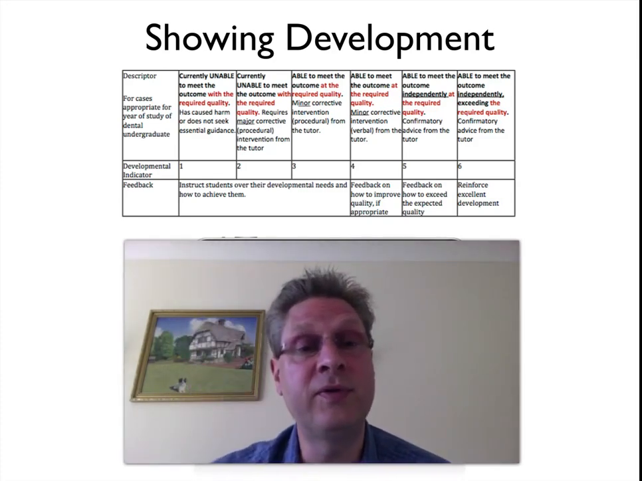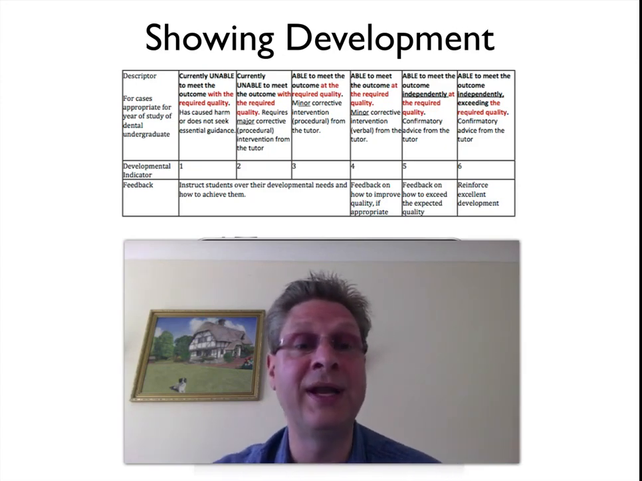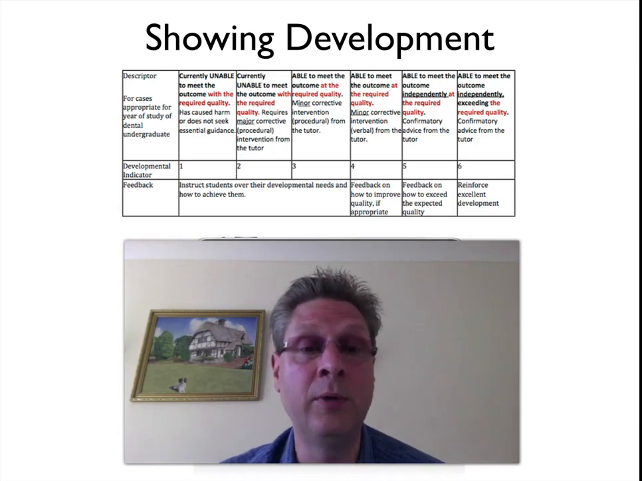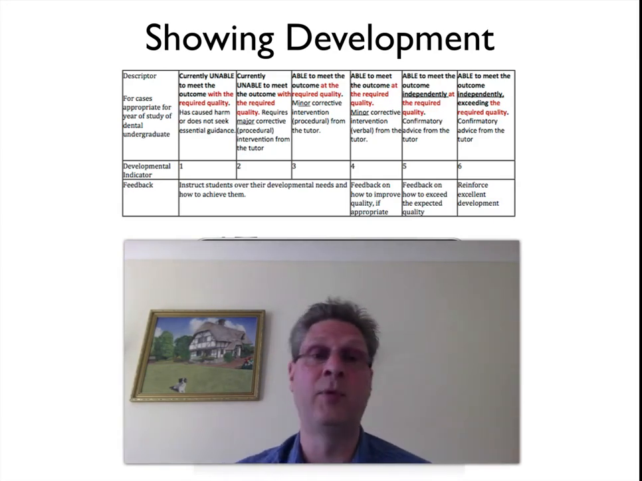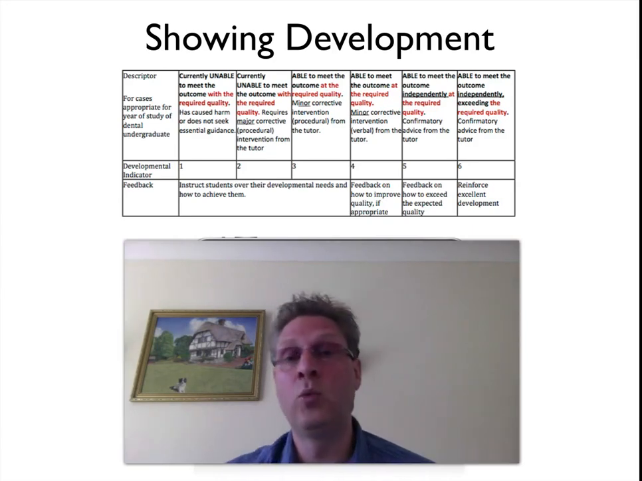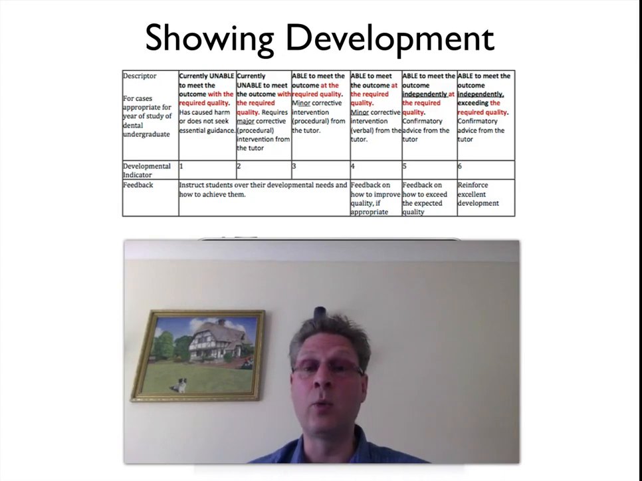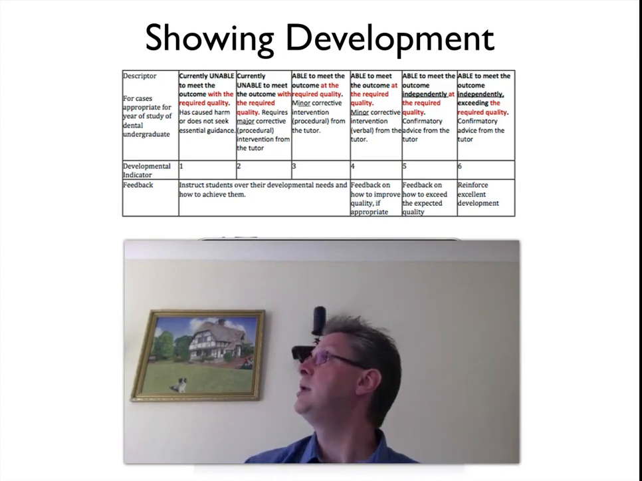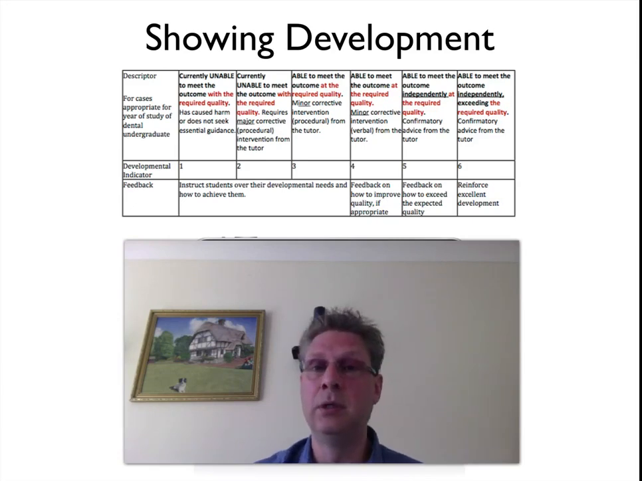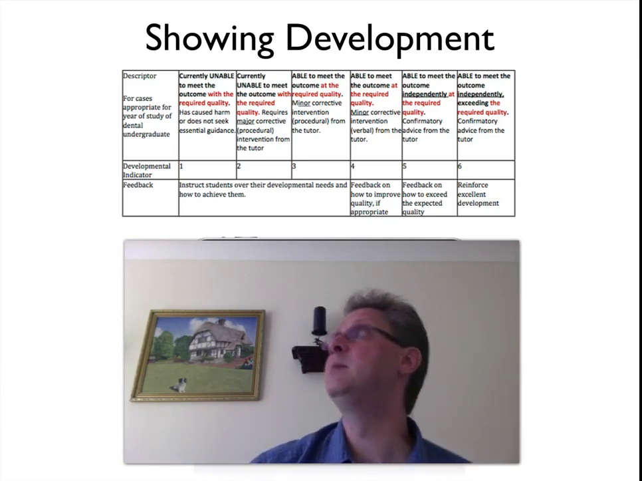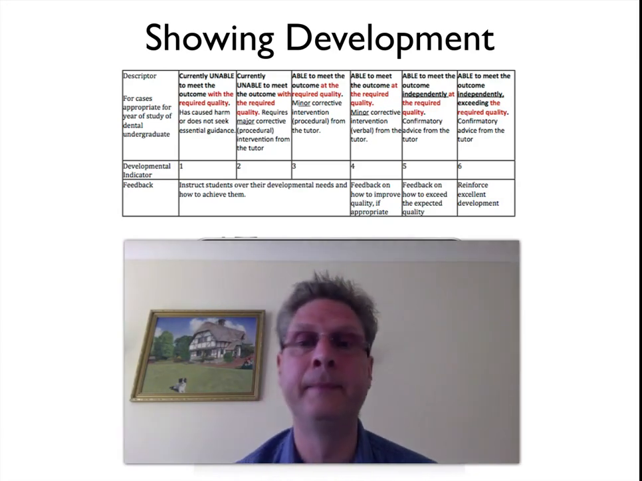If you look, for example, at a 1, what a 1 is telling you is that you're currently unable to meet the outcome with the required quality. You haven't sought help, or you've caused harm. Whereas a 6 is able to meet the outcome independently, exceeding the required quality, but you're still able to get confirmatory advice from the tutor. It's not about being completely on your own. You might want to say, this is what I'm going to do, is that okay?